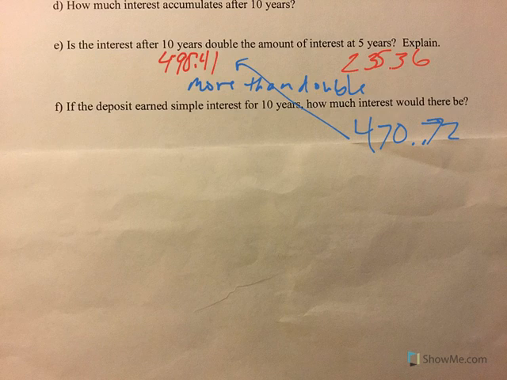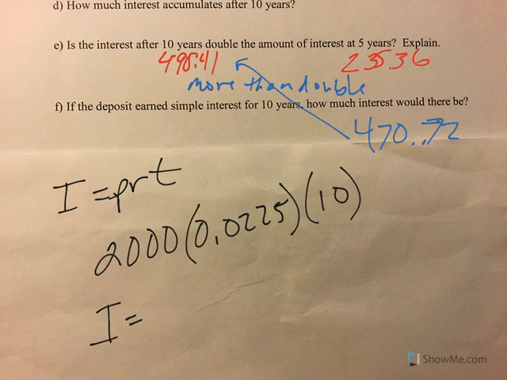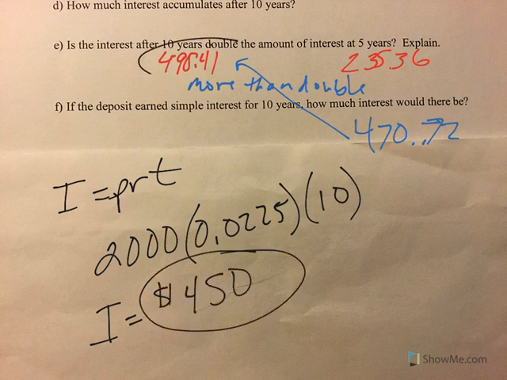So if the deposit earns simple interest, equals PRT, how much interest would there be? My principal is $2,000. My rate is 2.25%, and my time is 10 years. So simple interest, I would have earned $450. Compare that to $498.41. That's a difference of $48.41. That's a pretty large difference.